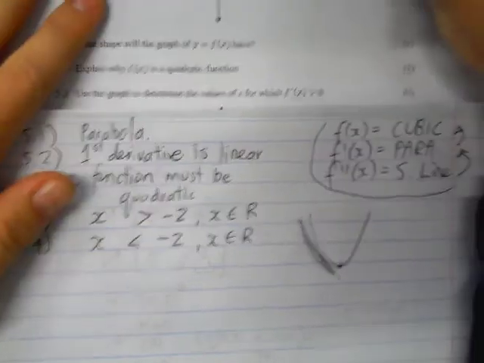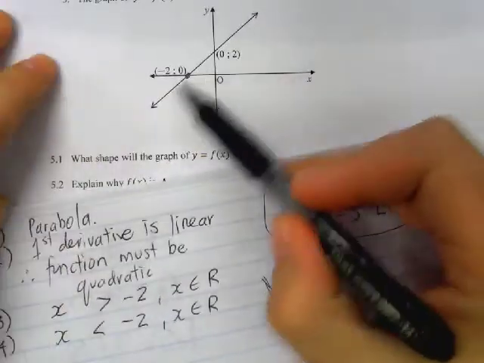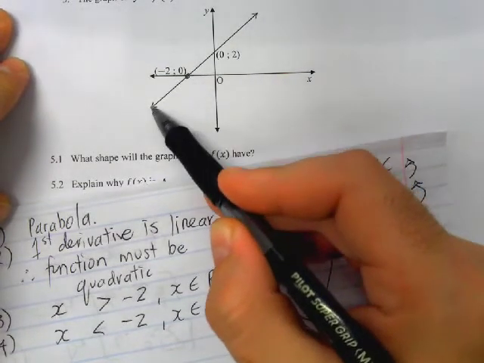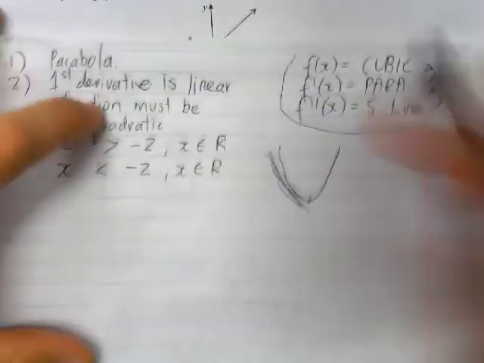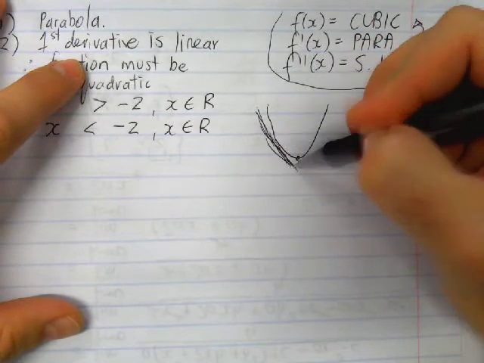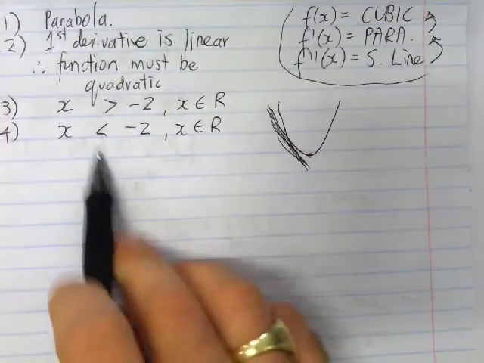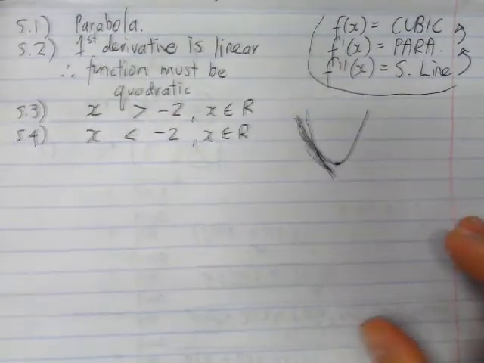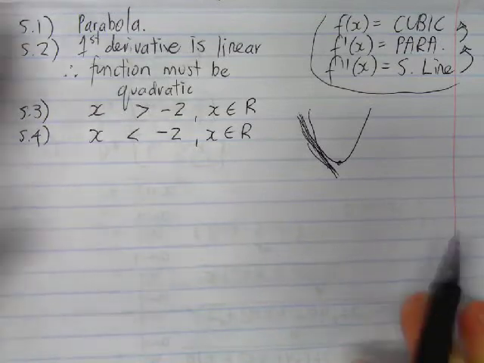In other words, bringing back our graph over here, there was our first derivative. Our first derivative is negative to the left of x of negative 2. So in other words, our gradients of our tangents would have been negative to the left of negative 2 when x is smaller than negative 2. Okay, so once again, we're showing the relationship between the first derivative and the parabola in question.